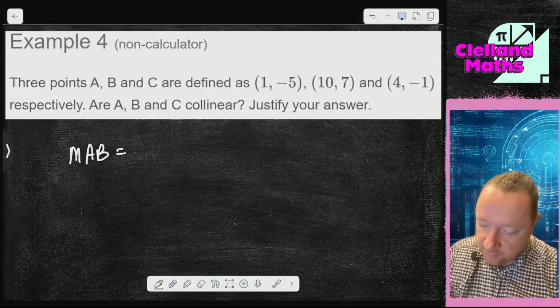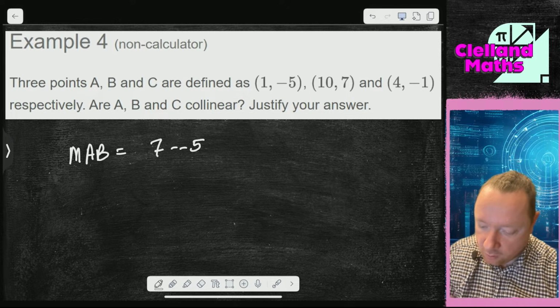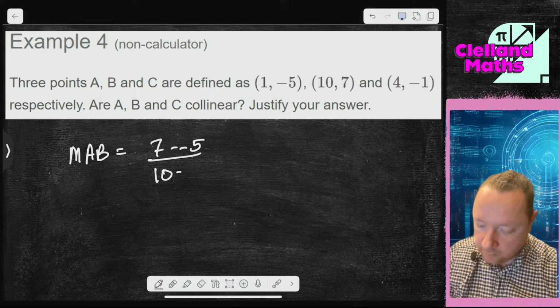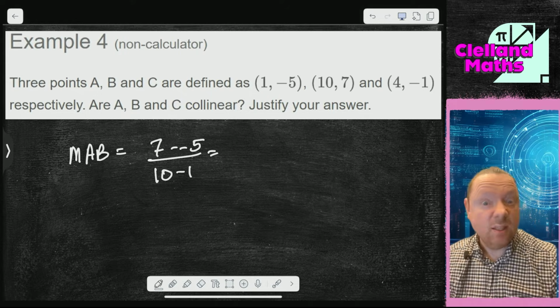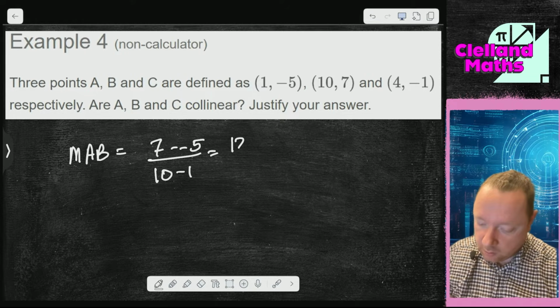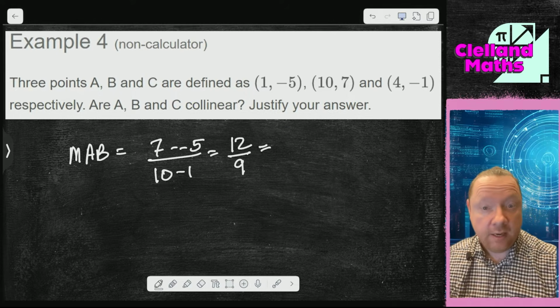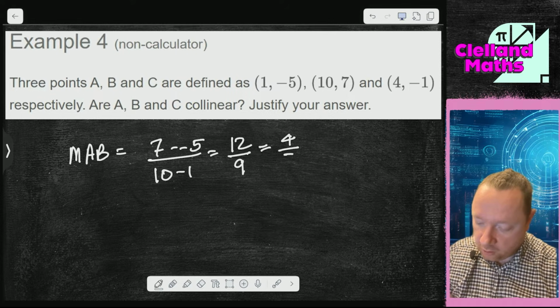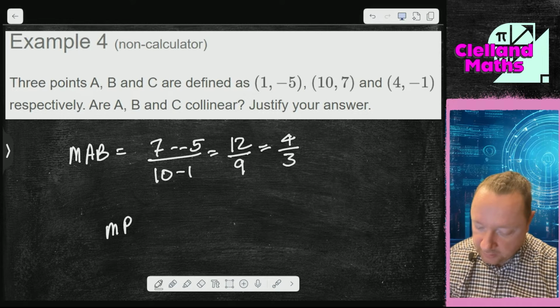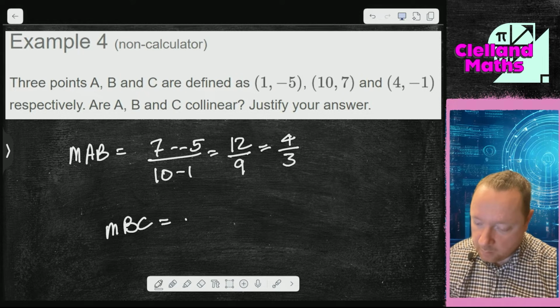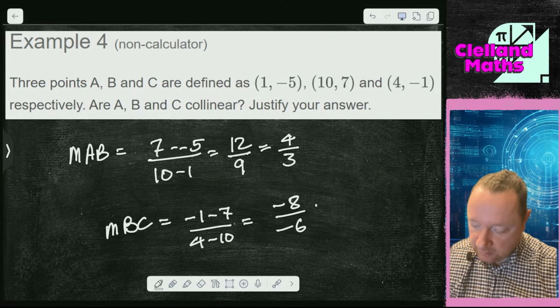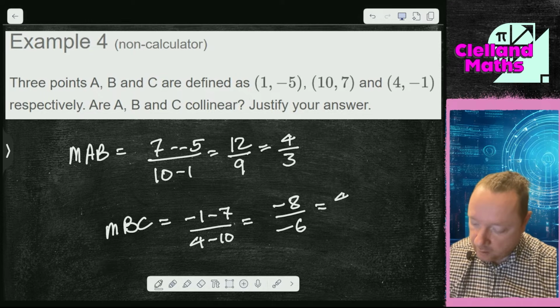So that could be 7 minus 5 over 10 minus 1. Well, 7 minus 5 is 12. 10 minus 1 is 9. Always simplify. Divide by 3 to get 4 thirds. So our gradient of BC is minus 1 minus 7 over 4 minus 10, minus 8 over minus 6, which simplifies to 4 thirds as well.